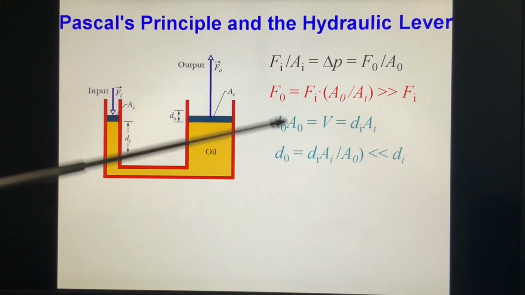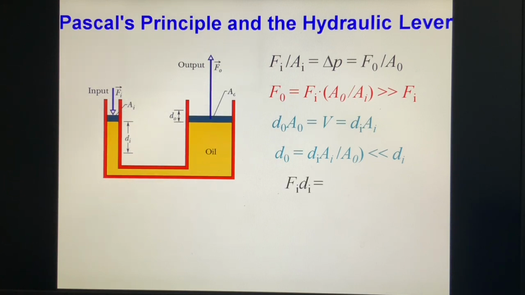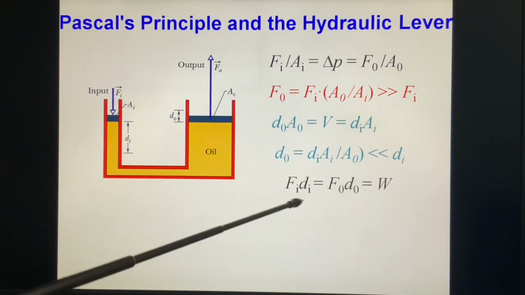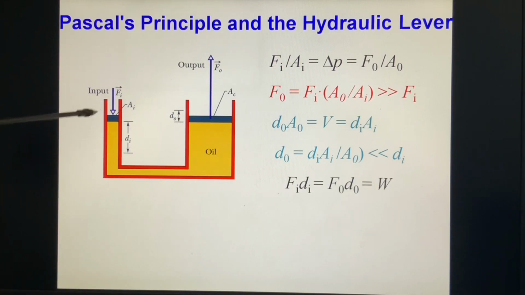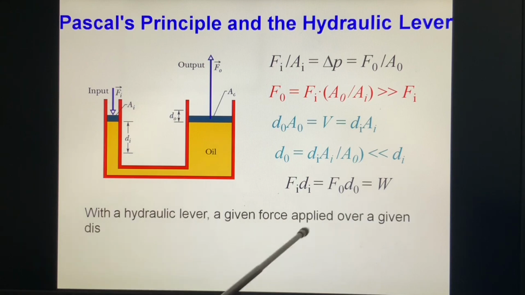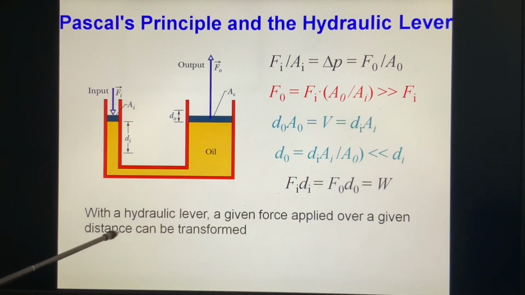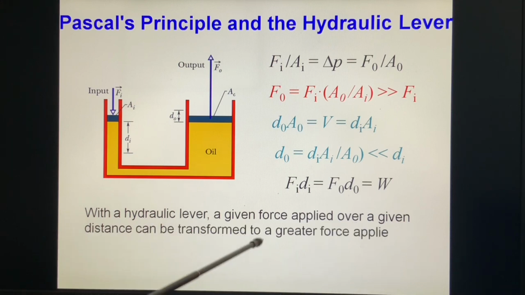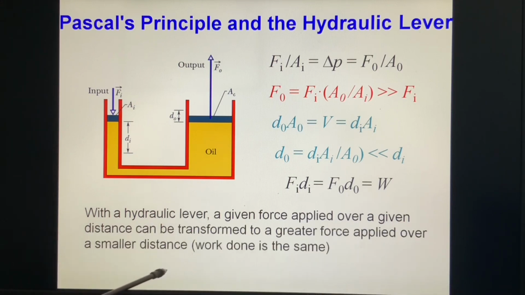So in other words, the work done is the same. This is the work done by the input force, and this is the work done by the output force. That's the same. With a hydraulic lever, a given force applied over a given distance can be transformed to a greater force applied over a smaller distance. Work done is the same.